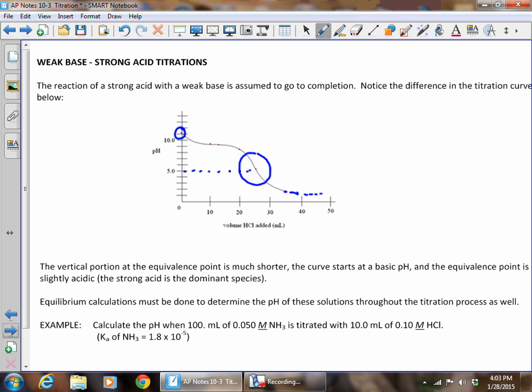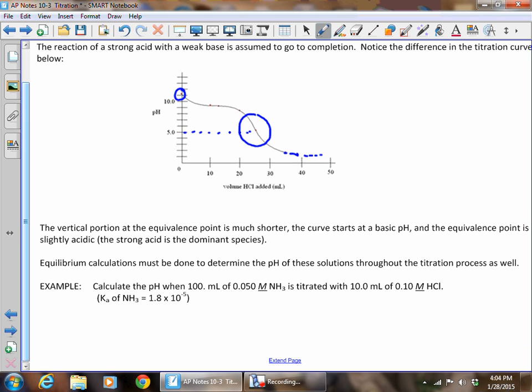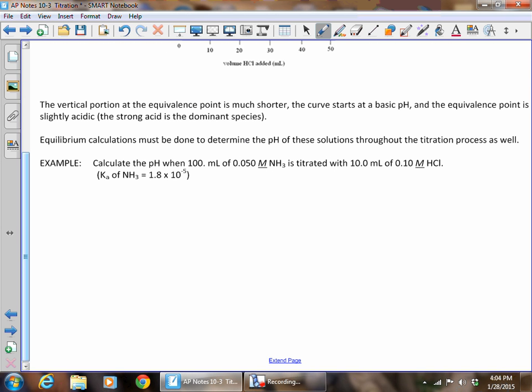So equilibrium calculations have to be done for each one of these points. So let's just start out. Remember, we're going to do the same thing we did for the other two situations. We're going to show a calculation before we reach the endpoint. We're going to show a calculation at the endpoint, and then we're going to show a calculation after that endpoint. So the example here says we're going to calculate the pH when 100 milliliters of 0.050 molar NH3 is titrated with 10 milliliters of 0.1 molar HCl.